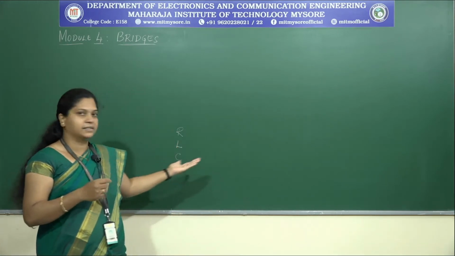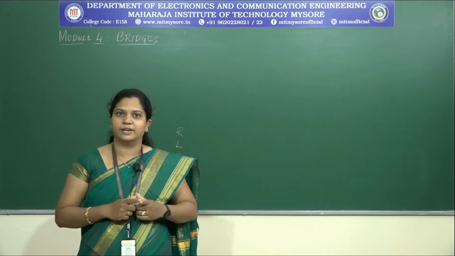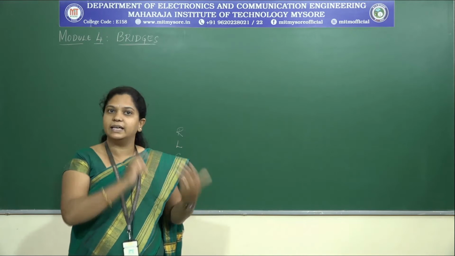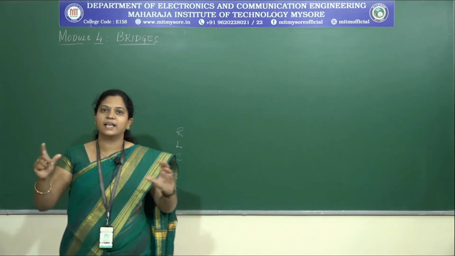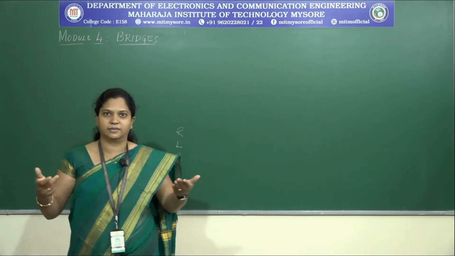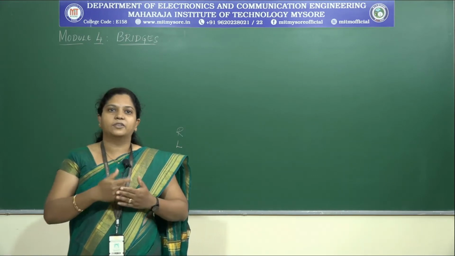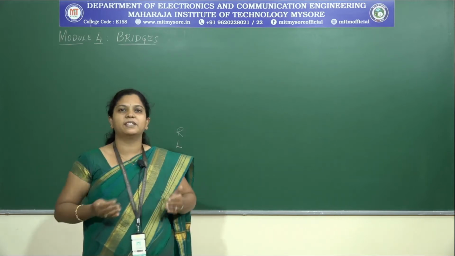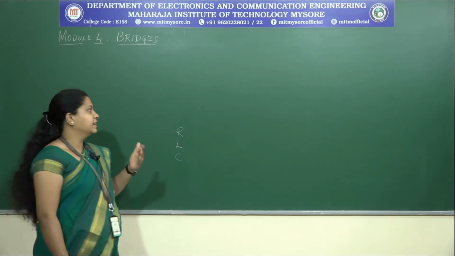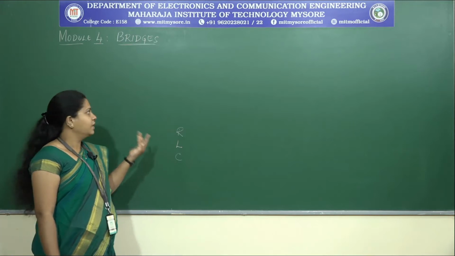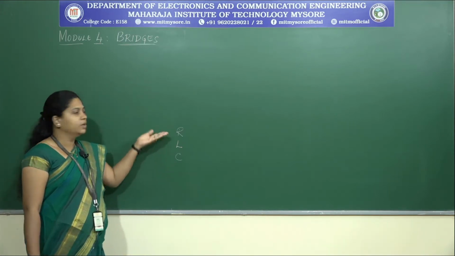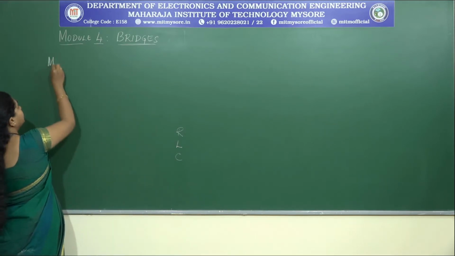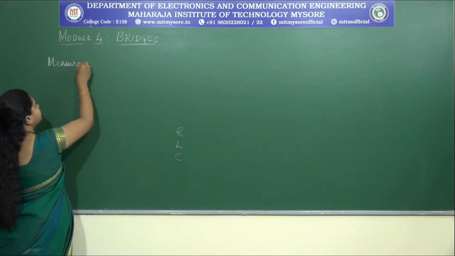Bridges, in their simplest form, consist of, for example, 4 different resistors connected with a voltage supply. It can either be a DC or an AC source, as well as a galvanometer or a detector, to find out the presence of current. So this is the simplest form of expressing a bridge circuit. In detail, today's class we will study the measurement of resistance.